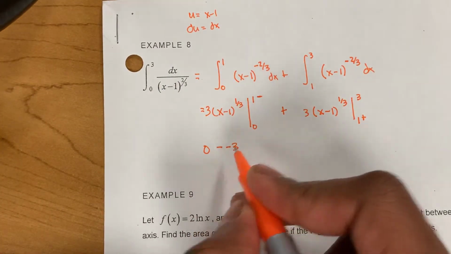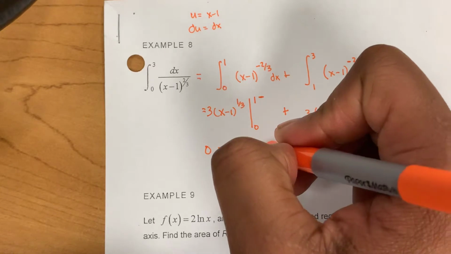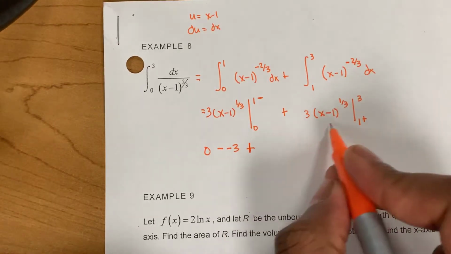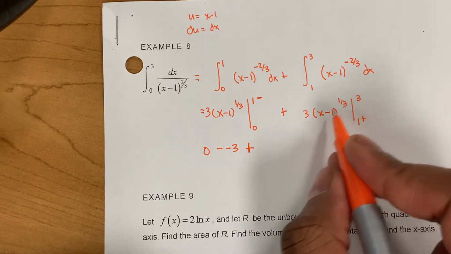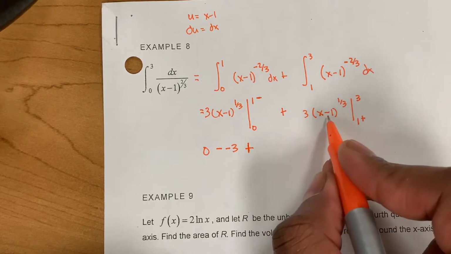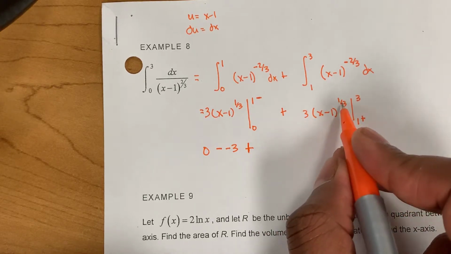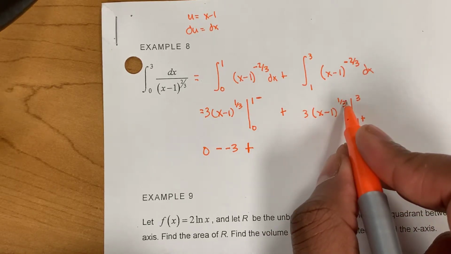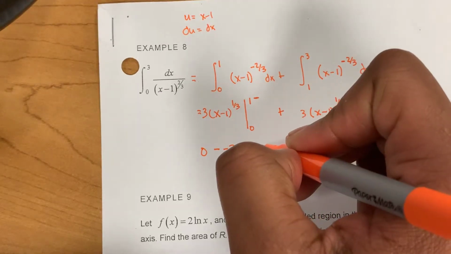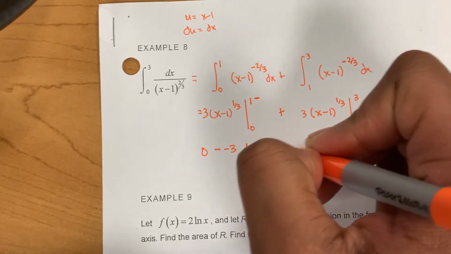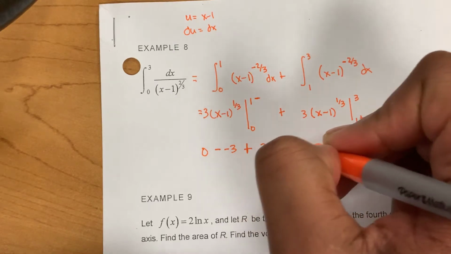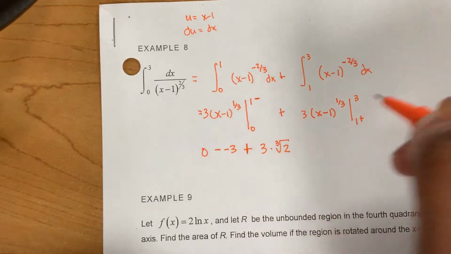So we get 0 minus negative 3, which is positive 3. Then plus the result from this other integral. And when we substitute in 3, we're going to get 3 minus 1, which is 2. And so we're going to have 2, the cube root of 2 times 3. So this is going to be plus 3 times the cube root of 2.